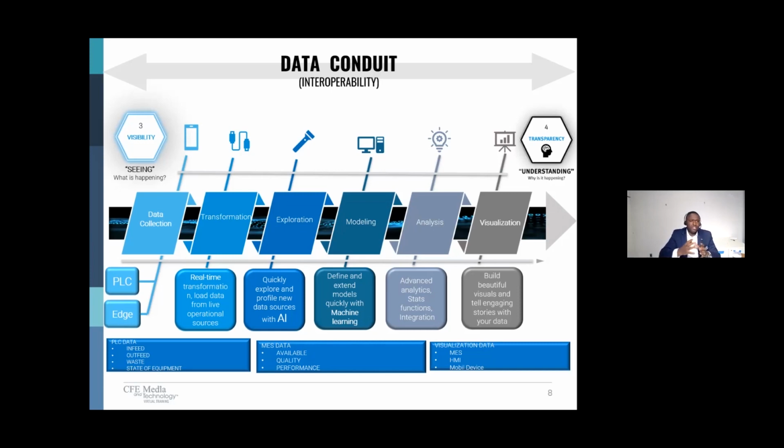When I talk about Industry 4.0, I need more from the PLC. So at the bottom of this slide, notice it says PLC data. What do I need from the PLC? Well, I need the in-feed data. I need the out-feed data. I need waste. I need the state of the equipment.